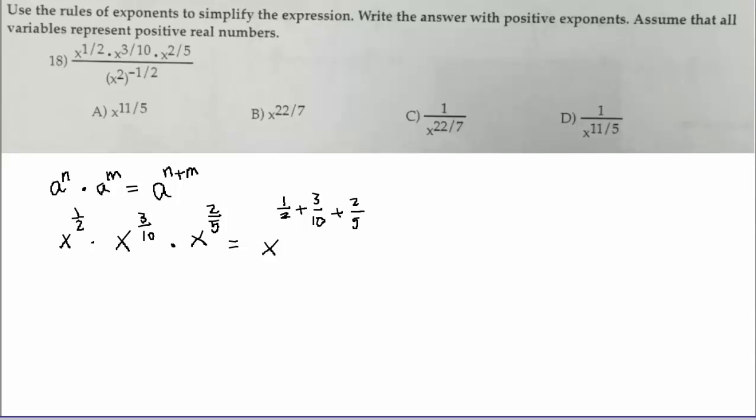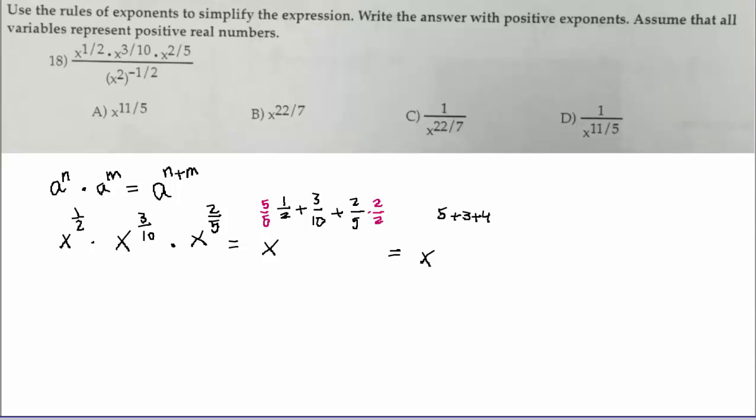You find what? The LCD. What's the LCD? 10. So I need to multiply the first fraction by what? 5/5, not 10, 5/5. The second one is already over 10, so I don't have to worry about it. The third fraction, I have to multiply by 2/2. So now I can combine these. Then I would have x to the power of 5 plus 3 plus 4, over 10.